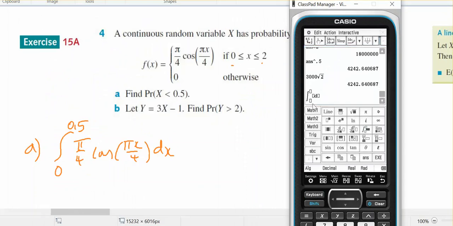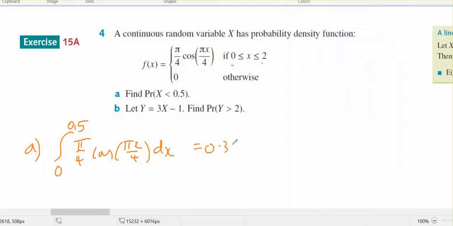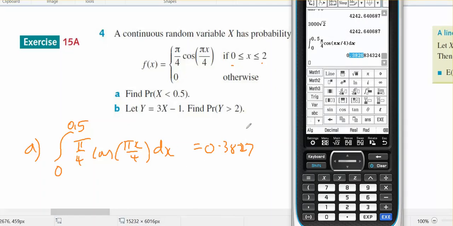keyboard math 2 integral from 0 to 0.5 of pi divided by 4 cos of pi x divided by 4 dx. That tells me that 0.3827 is the probability of x being less than 0.5.